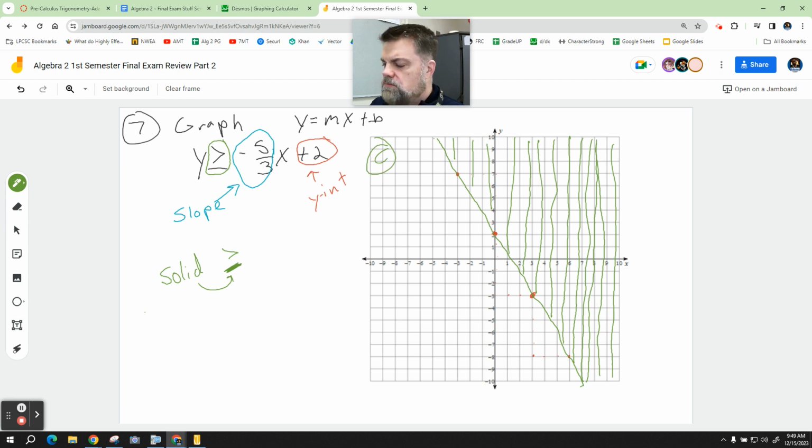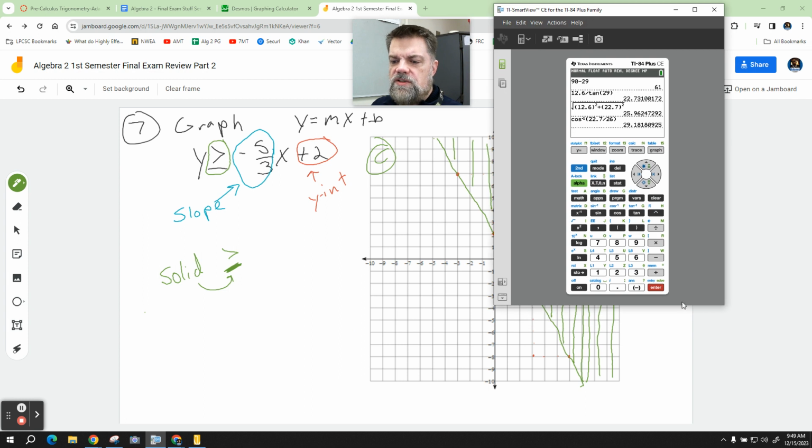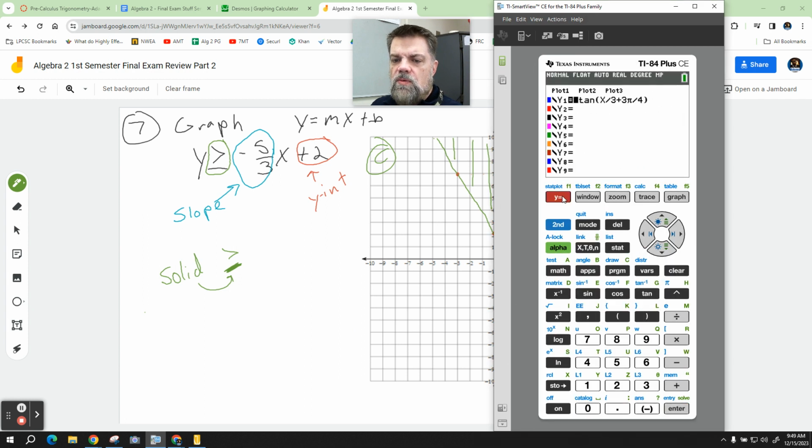So now we got to do that on the fancy calculator. So remember on the fancy calculators, and then I'll show you how to do it in Desmos, it's basically the same thing. But I'm going to go to y equals, I'm going to clear this out, and I'm going to say negative 5 divided by 3 times x plus 2. And then remember this, you got to go way over here, hit enter.